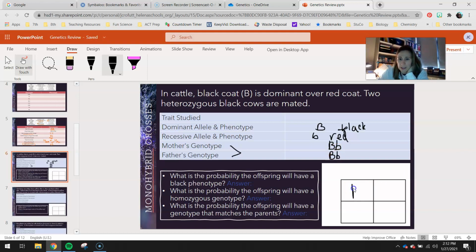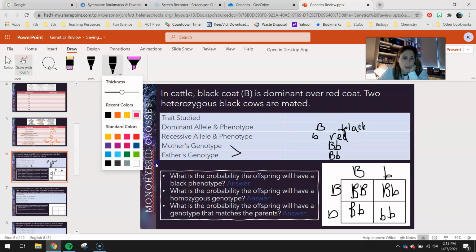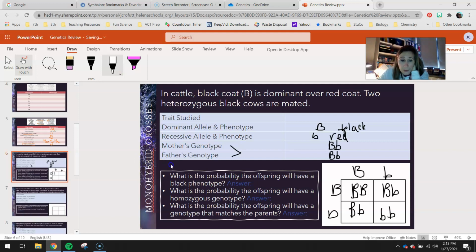The main thing here is you're going to fill out your Punnett square, where we separate the parents' alleles, and then we can fill out what the offspring's genotypes might be. Then we can look at the questions. You have a couple different options: you could either type your answers in there, or you can just write them. First question asks, what is the probability the offspring will have a black phenotype? If we look at this, these three offspring would all potentially have black. So that's 3 out of 4. You could either write 3 out of 4, or you could write 75%.